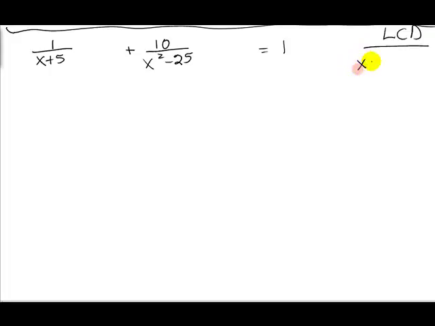We have x plus 5 in one of our denominators, and I want to factor this. Remember, we want to factor, so that's the difference of two squares. And I hope y'all can see that. Let me move that over a little bit. Looks like it might be off the page. So this is going to be our LCD.